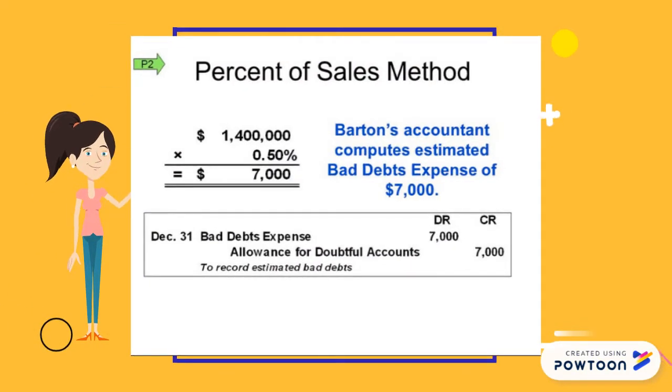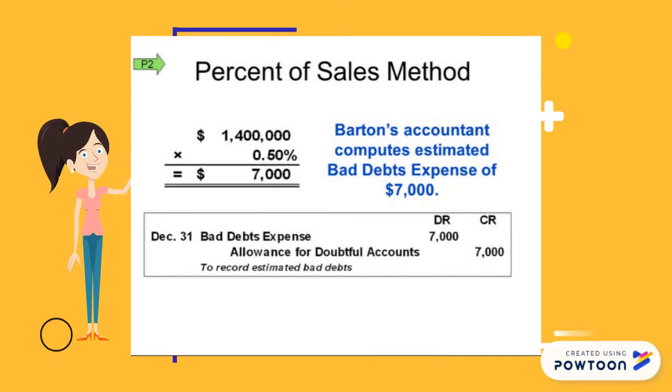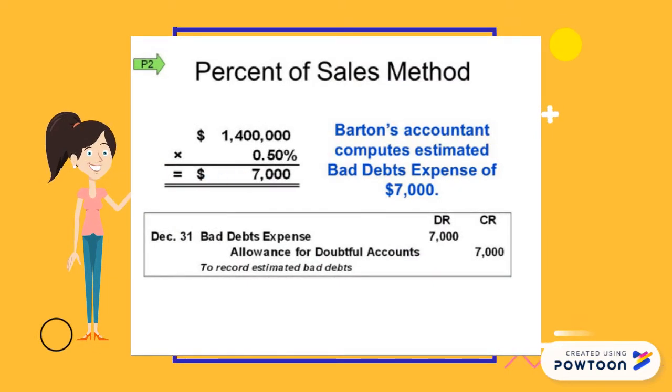For example, if a business made 1,400,000 credit sales in a year and estimates bad debt to be 0.5% of credit sales, it would add $7,000 to the allowance for doubtful debt account. The $7,000 is then recorded in a journal entry where bad debt expense is debited and allowance for doubtful debts is credited, as shown in the picture.